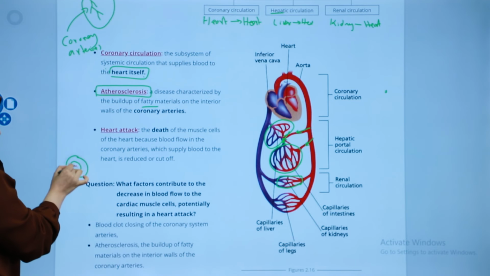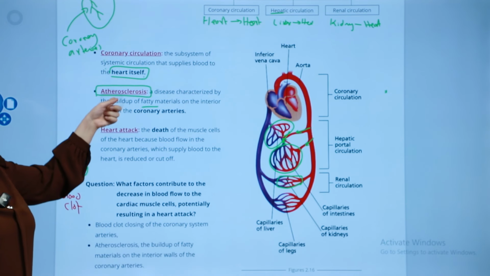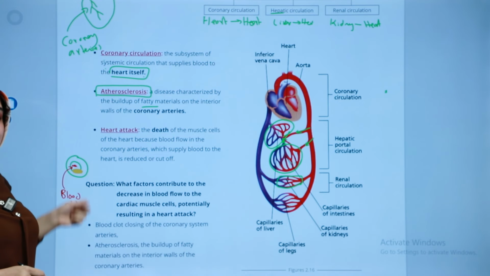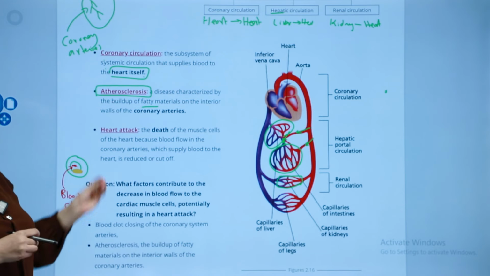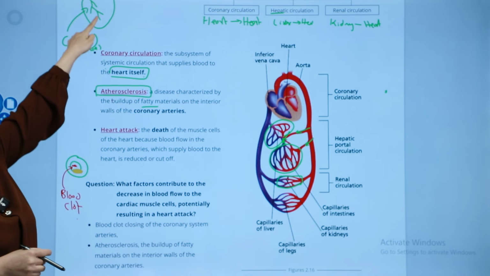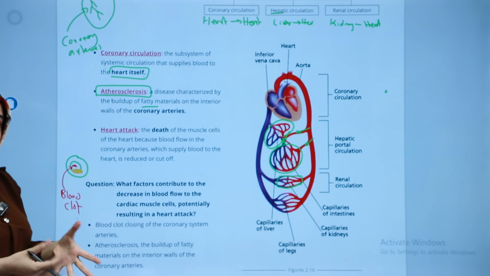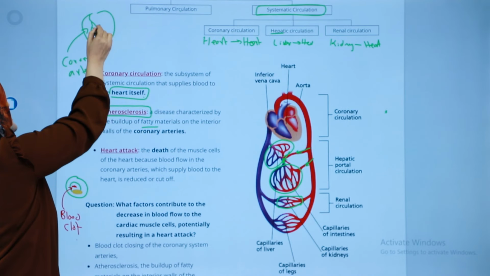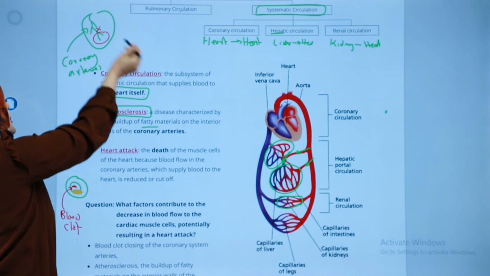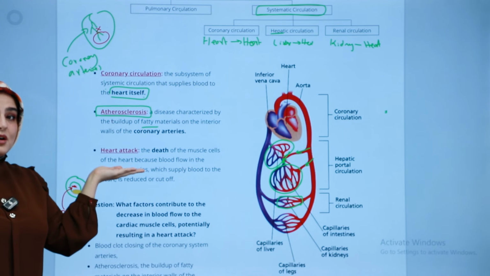And cause what? Blood clotting. Might end up with blood clot. Either atherosclerosis ends up making blood clot, or a blood clot was formed somewhere else in the body that comes and ends up in these arteries. That's going to block it. And if the supply stopped for these cells, the cardiac cells here, it's going to cause what? Death of these cells. And death of these cells is heart attack.